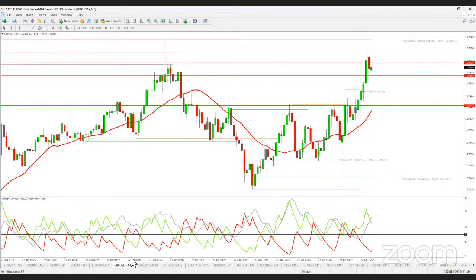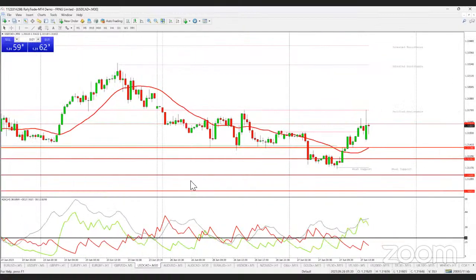So for GBP USD, I said I'm going for a sell, but I'm going to be entering the sell at price 1.27465. That is my entry for GBP USD. So let's take a look at USD CAD.